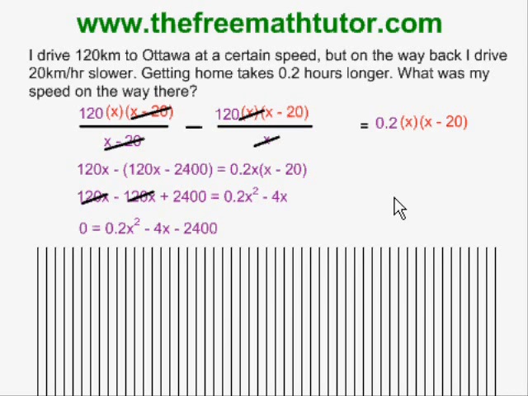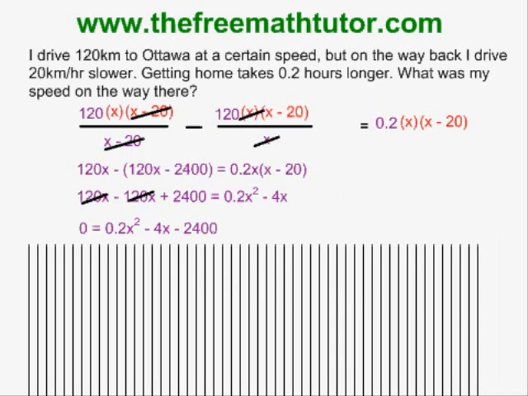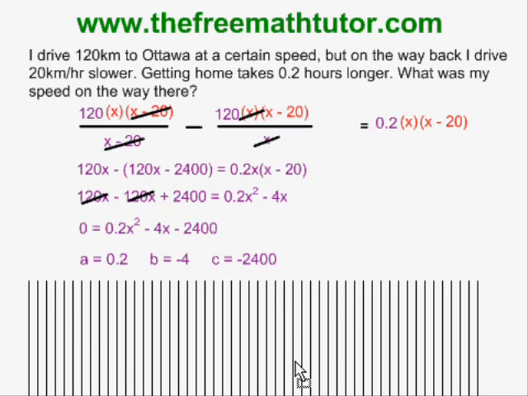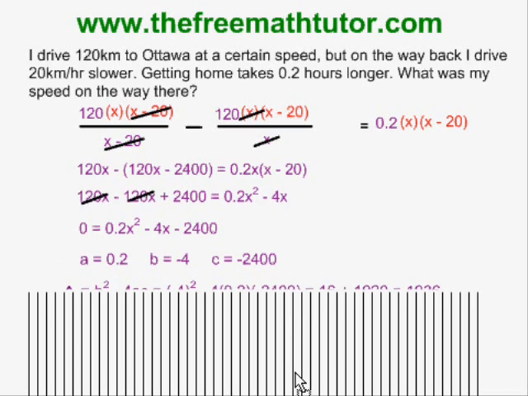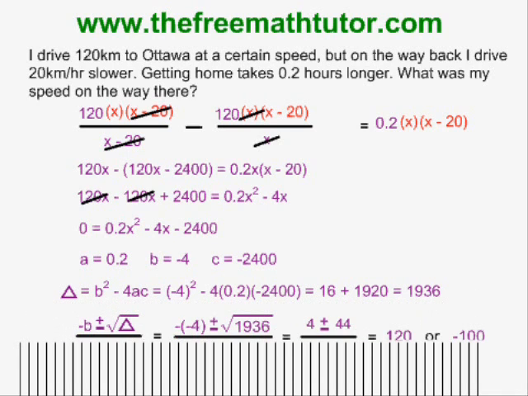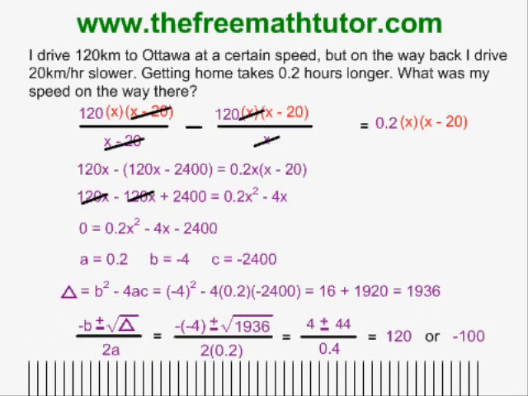So we can now see that the building of this equation with all of its complicated steps was just an excuse to give us a quadratic equation. And we are going to solve for the zeros of the quadratic equation using the quadratic formula. I find my a, my b, and my c, and then I calculate my delta, which in this case is 1936. Plugging these values into the quadratic equation, I end up with the two answers, 120 and minus 100.